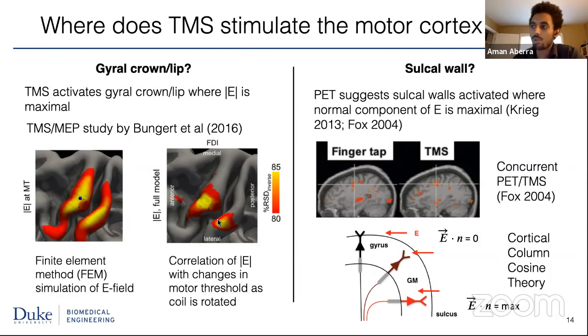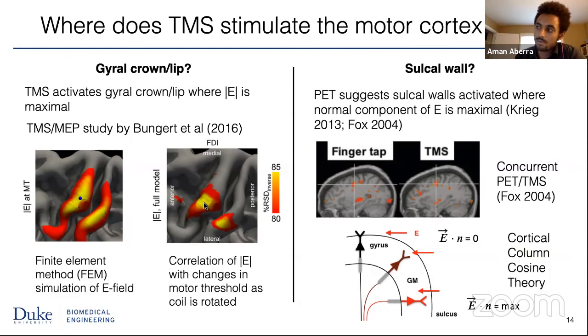As that coil position is changed, you get a change in electric field distribution and a corresponding change in the motor threshold. You can correlate that to find where the electric field change best explains the changes in the physiological response. And these approaches, in this case, give you predictions that say the field is most explanatory here in the superficial regions in the gyral crown.